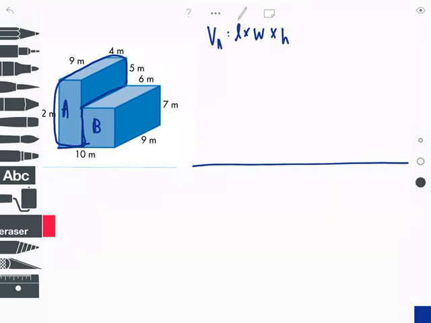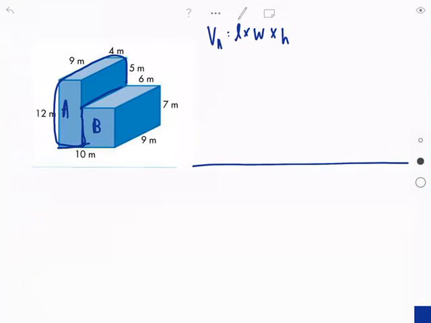Okay, so if you take a look, we need to find the length, so the long way. But for prism A, it ends here. So it's not going to be 10 because 10 measures this entire thing. And we only need this part, which equals A. So we have to look at the other values to see what the length of A is.